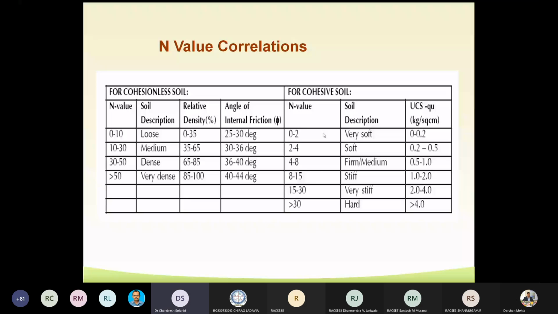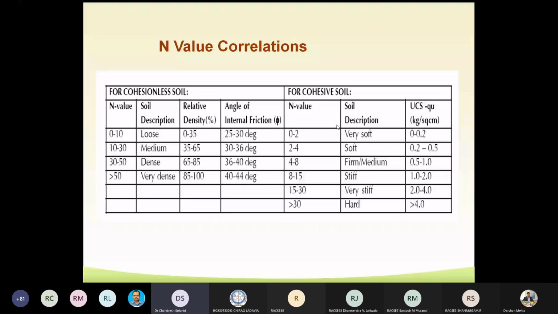The first part consists of the cohesionless soil, where the soil is classified or described in terms of loose sand, medium sand, dense sand, and very dense sand. In respect to this soil description and N value, the relative density of the soil and angle of internal friction have been mentioned. Those who have studied the bearing capacity of the soil in detail may have some idea about general shear failure and local shear failure.